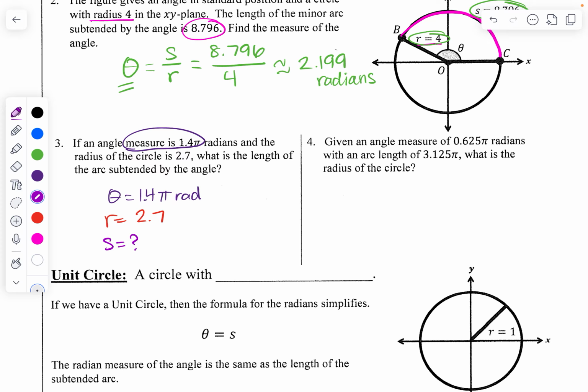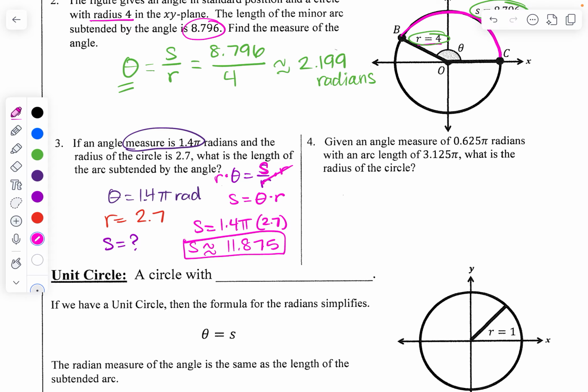So remember, again, I know theta equals S over R, so I can move this around. If I want to get S by itself, let's multiply by R. Then I get S equals theta times R. Well, S equals theta, which is 1.4 pi, times the radius of 2.7. In our calculators, this is approximately 11.875, and that's our arc. I'm going to have you go ahead and push pause right here and try number 4 on your own.